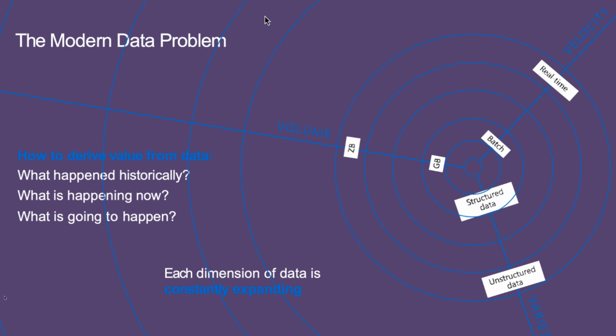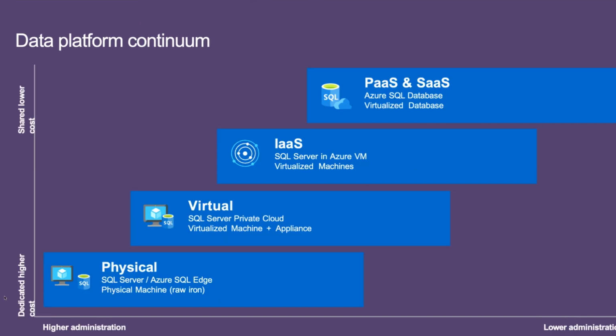So you can see here on the slide, the modern data problem, how to derive value from data, what happens historically, what happens now, what's going to happen. Each dimension of data is consistently expanding. So you can just see ultimately these questions, these modern data problems is wherein the concept of having a SQL Server database and having one that's fully managed is really powerful.